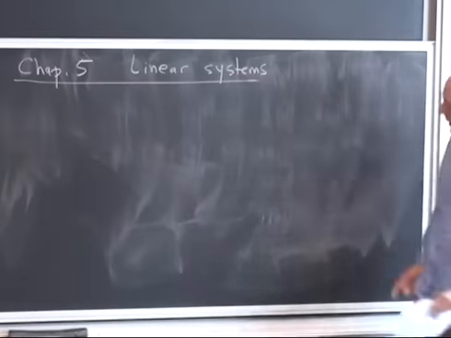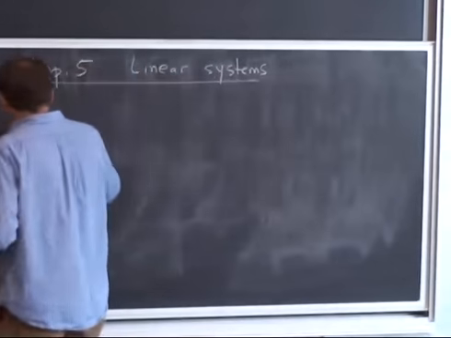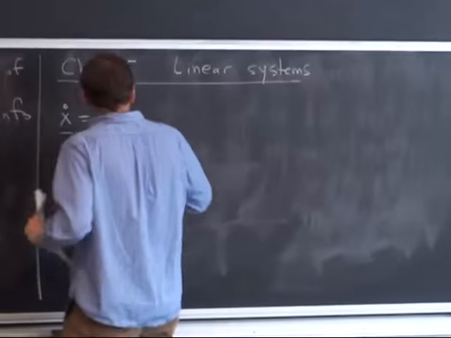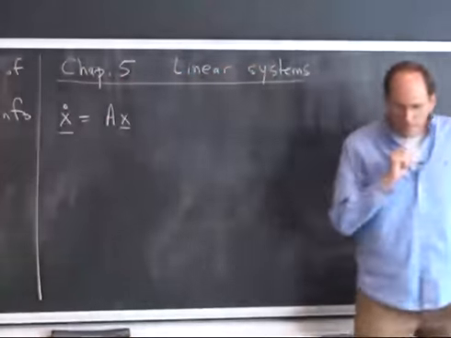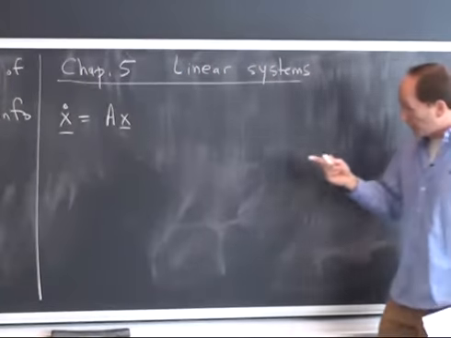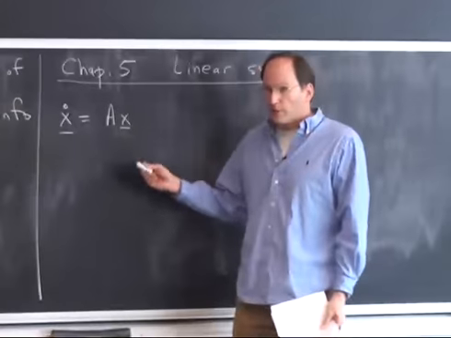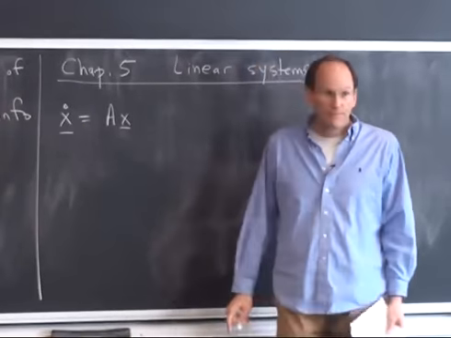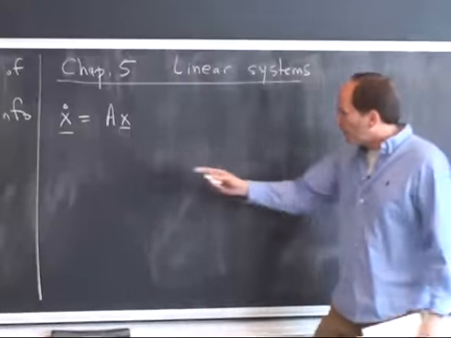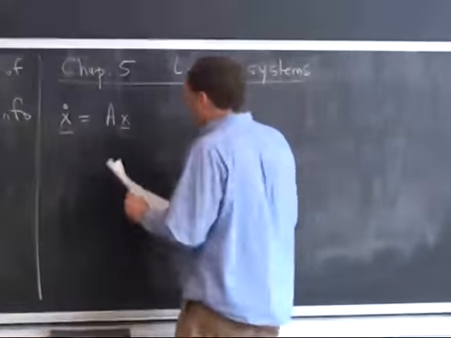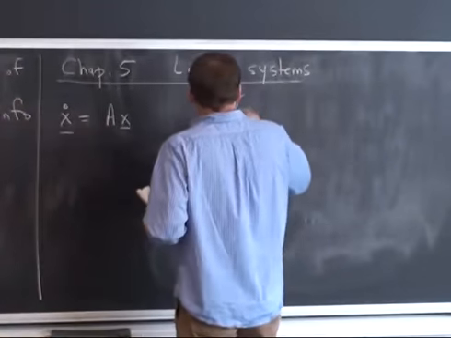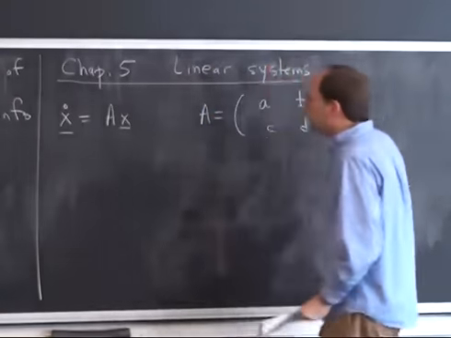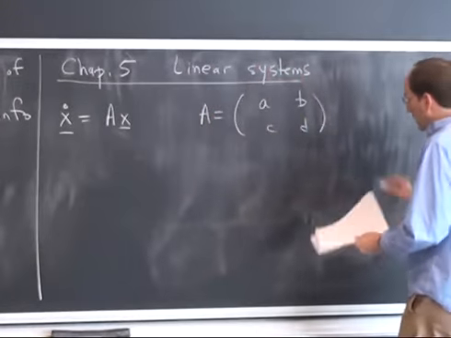But okay, Chapter 5 on two-dimensional linear systems. So we could write them as x dot equals Ax. And if you want to compare this to standard language, I'm speaking of linear systems with constant coefficients, and they're homogeneous. That is to say, I'm only going to consider systems of the form x dot equals Ax, where A is a matrix of constants, a, b, c, d, and they're real.